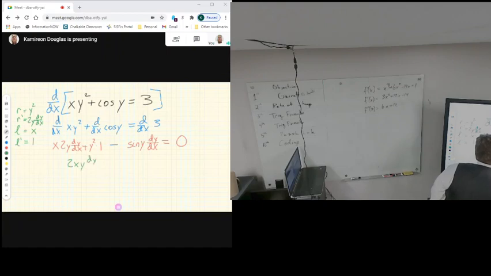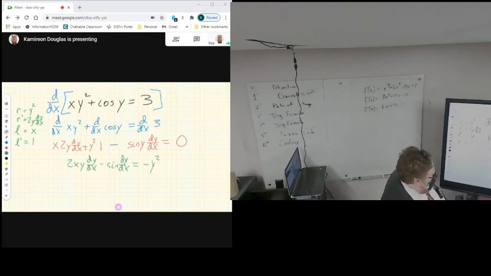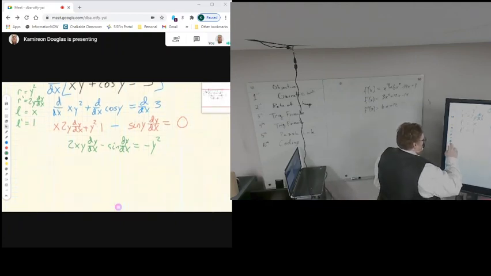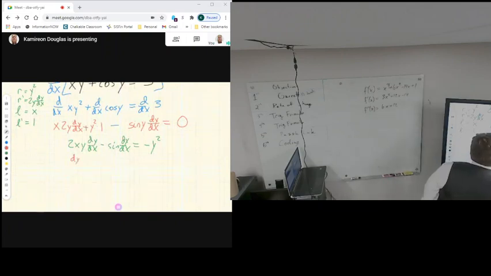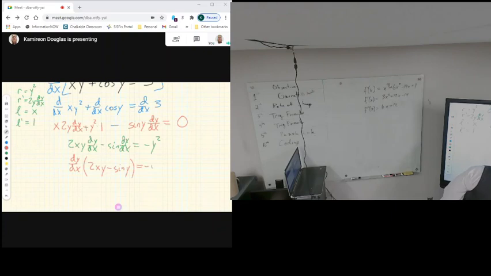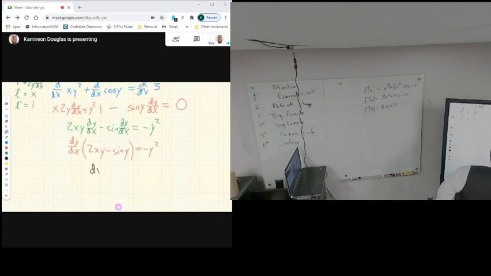2xy dy/dx minus sine y dy/dx. Some people will forget that piece. Minus y squared. Okay, then factor dy/dx out. I end up with 2xy minus sine of y equals negative y squared. Divide by your 2xy minus sine y, getting dy/dx, and there's my answer: negative y squared over 2xy minus sine y.